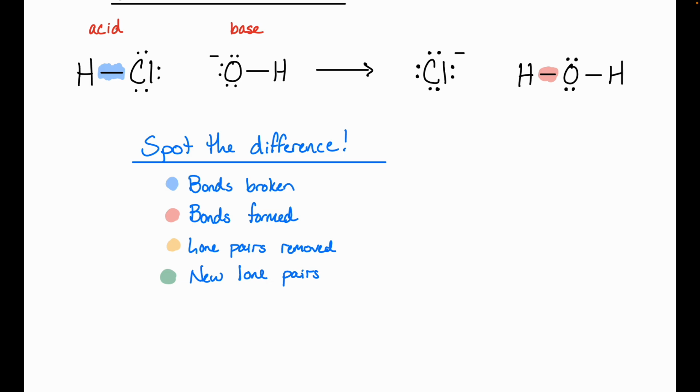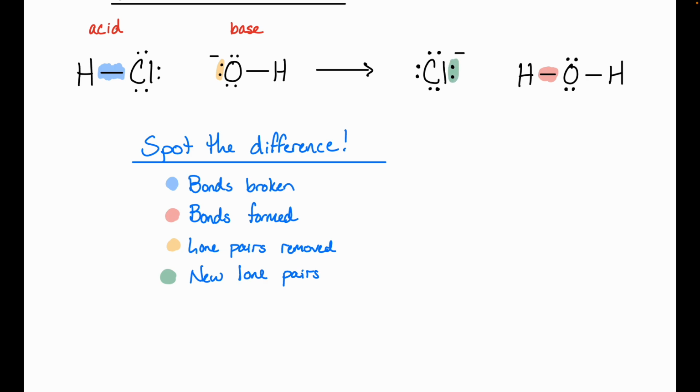But equally as important to focusing on the bonds, we also got to focus on our lone pairs. Do we see any lone pairs on the left-hand side that are no longer there on the right-hand side? Lone pairs that get removed in this reaction. Which one? Oxygen. On the oxygen, right? Oxygen on the left-hand side has three lone pairs. On the right-hand side, it only has two. Okay? And what about new lone pairs? Are there any atoms that have a new lone pair on the right-hand side that weren't there on the left-hand side? The chlorine.